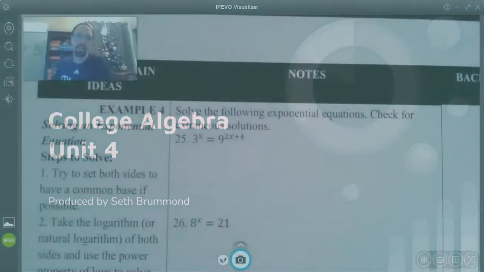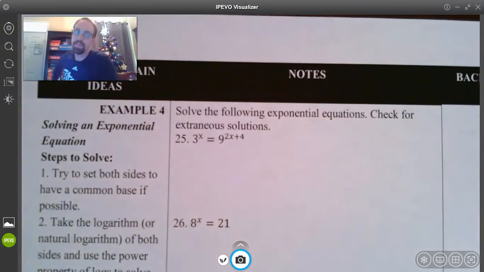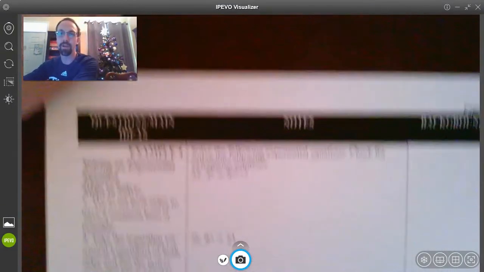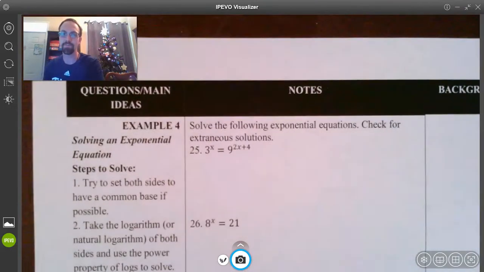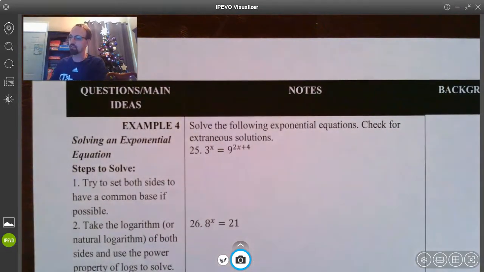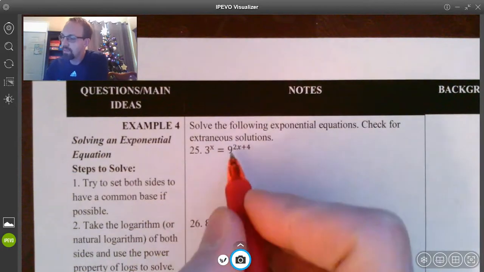Example 4, solving exponential equations. Again, the steps to solve are over here on the left-hand side. What we're going to do is solve the following exponential equations and check again for extraneous solutions. We're going to try and see if we can get these to have the same base.